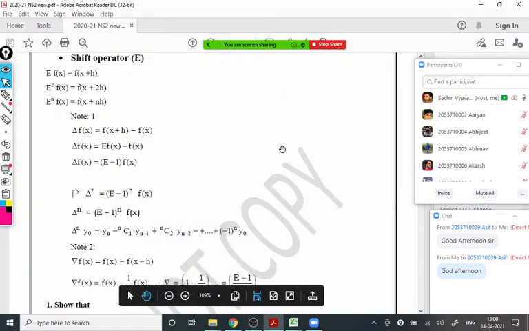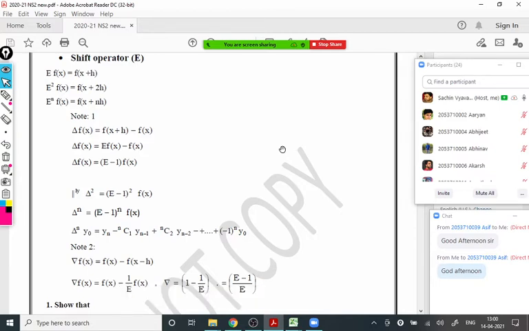Okay, so we already started the topic finite differences in the last session. In last session, we mainly learned the three important formulas. The first one, a forward difference operator. So, what is the formula for that? Delta fx.